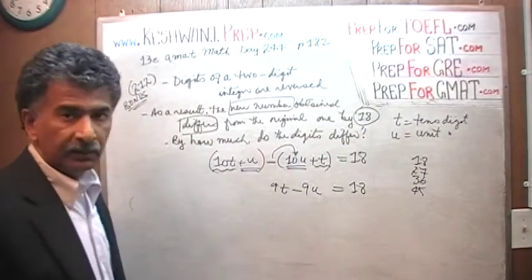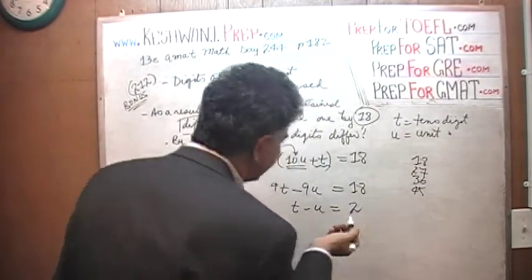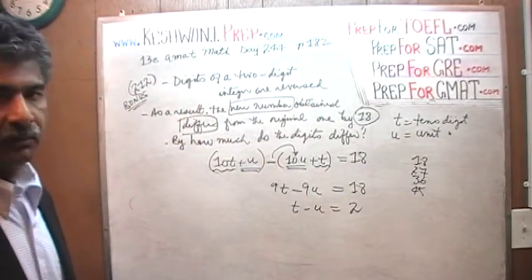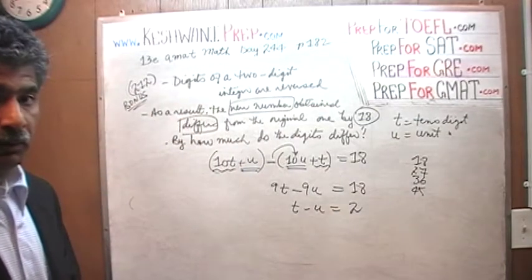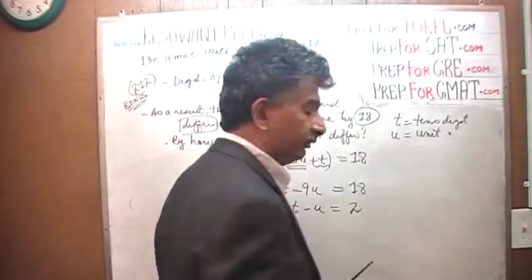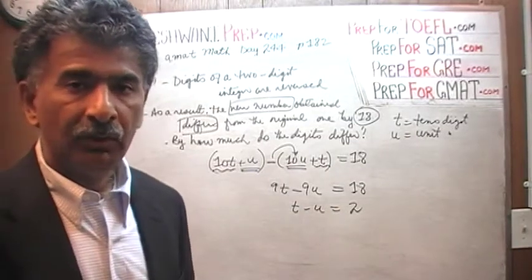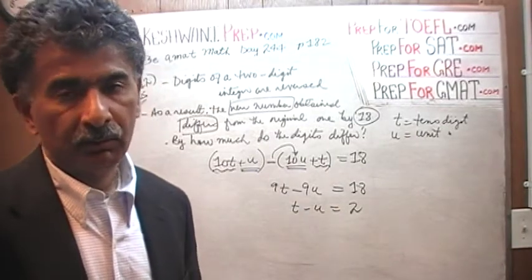You divide the entire equation by 9 and we find that t minus u equals 2. That's it. The two digits differ by 2. Question is, what could be the integer in question? To which the answer is, we do not know. It's not a unique value. It could be any integer where the two digits happen to differ by 2.